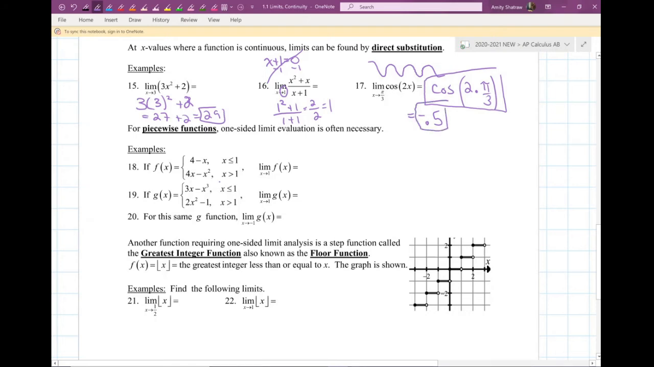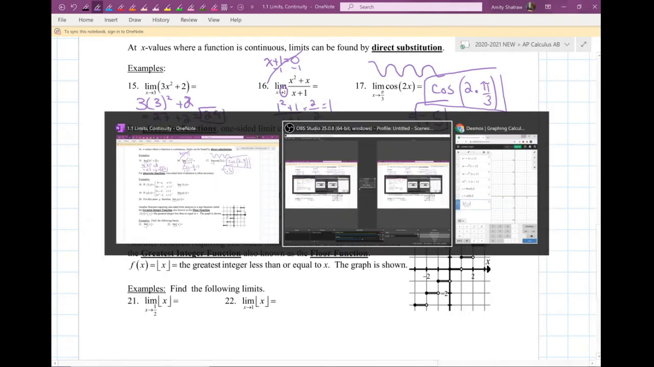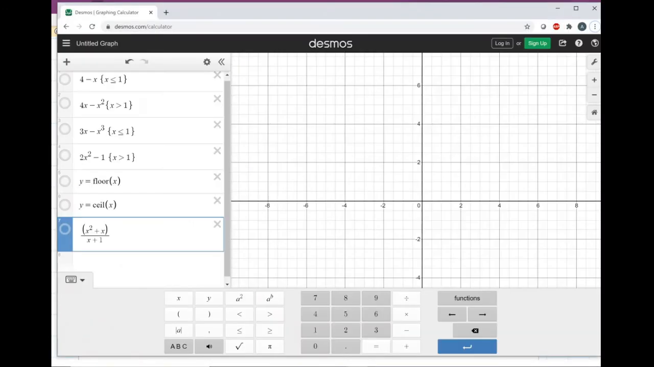Okay, so then I'm looking at piecewise functions. A one-sided limit evaluation is often necessary. And so for number 18 and 19, I could do the algebra, and I am going to. But before I do, I would like to talk about what it looks like as a graph.